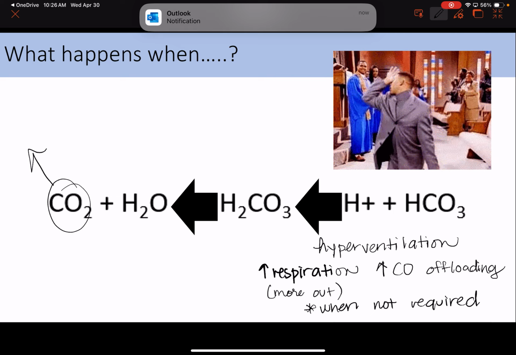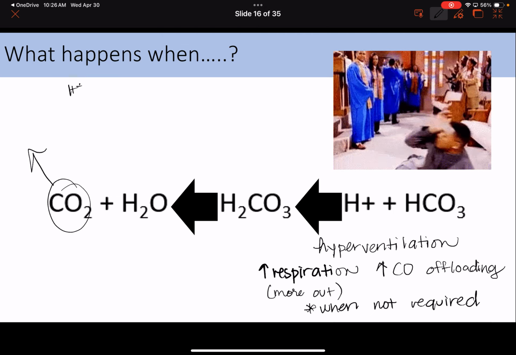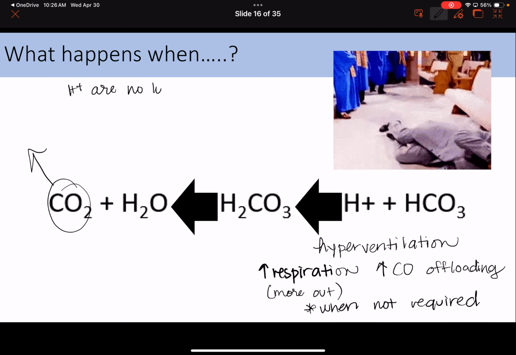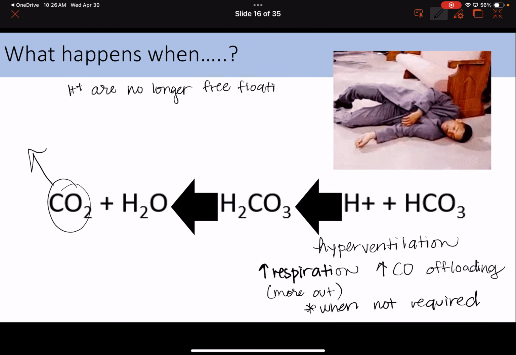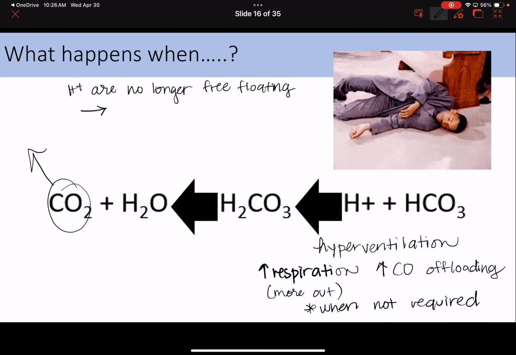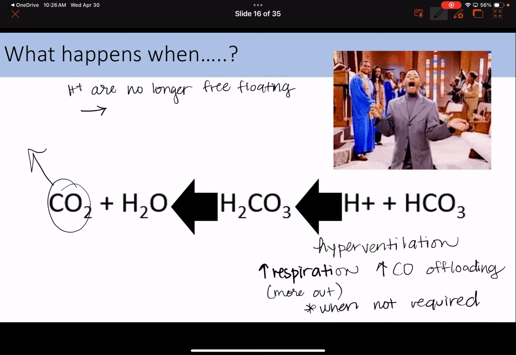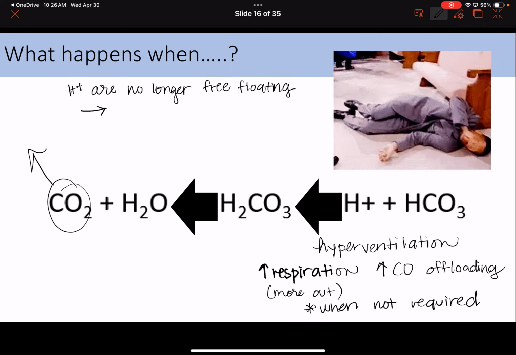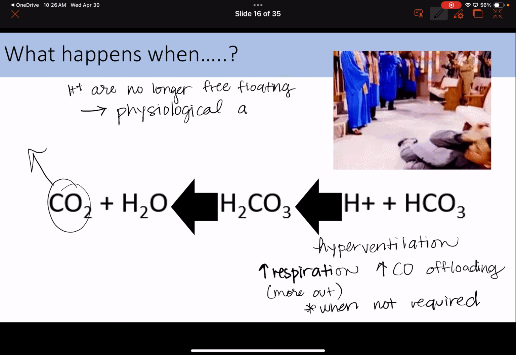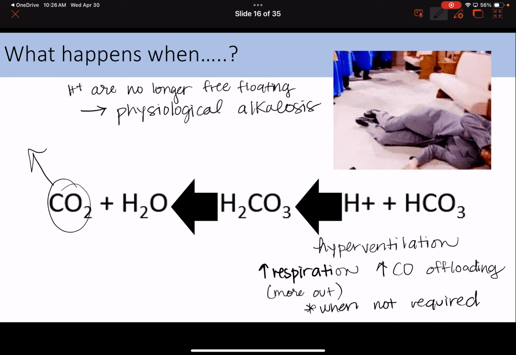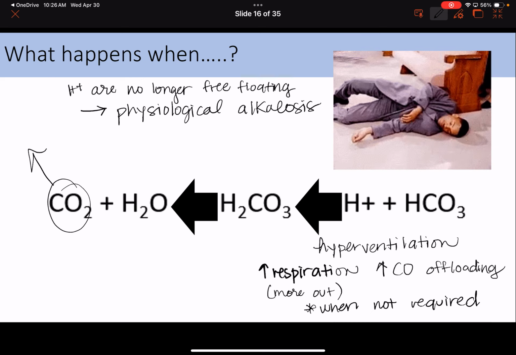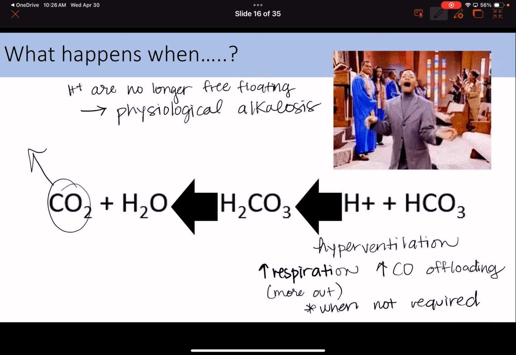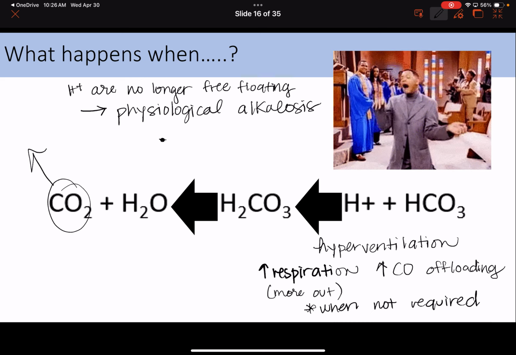So when we're forcing this equation to the left, our hydrogen ions are no longer free floating like they should be because we're getting rid of them through CO2. And so this leads to, is this going to lead to an increase in pH or a decrease in pH? Increase. And so what you're doing by hyperventilating, or what you're putting yourself at risk of, is physiological alkalosis. Which is why when people are hyperventilating, they give you a brown paper bag to breathe into, because going into alkalosis, one of the symptoms or consequences of that is passing out.